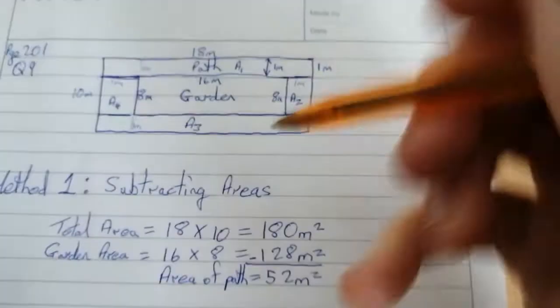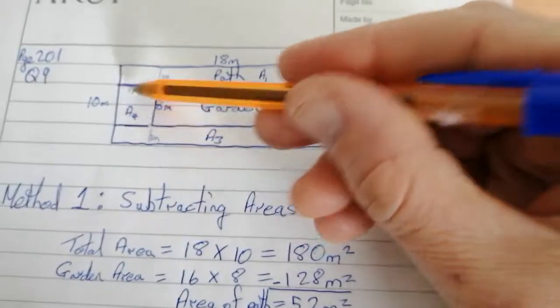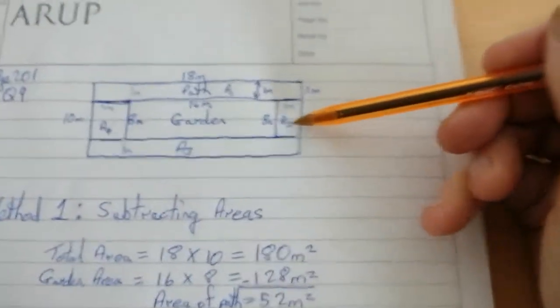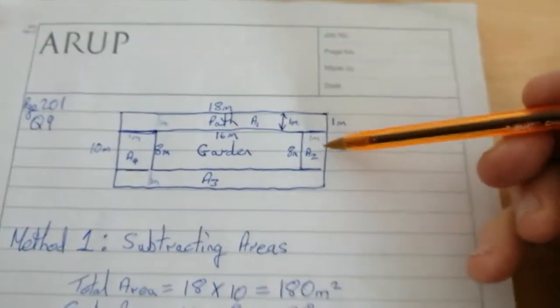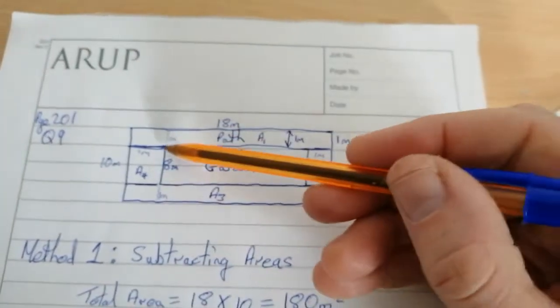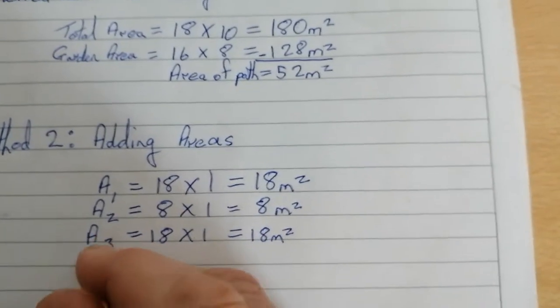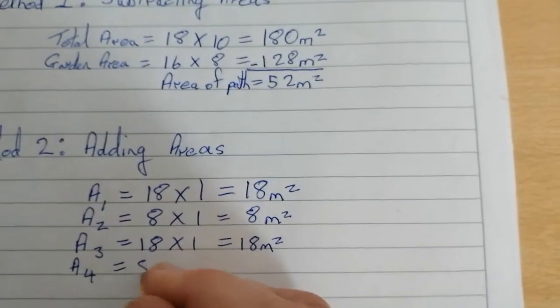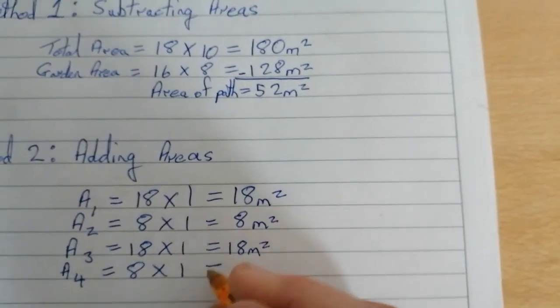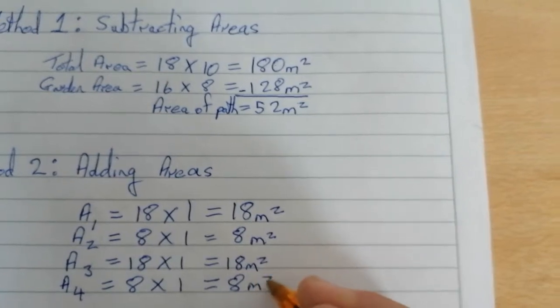meters squared. And then back up here for the last rectangle, A4, and that has the same, even though my drawing isn't great, it doesn't look like it has the same dimensions, but it's 8 by 1 across again, so it's the same as A2. So A4 is equal to 8 by 1, which is equal to 8 meters squared.